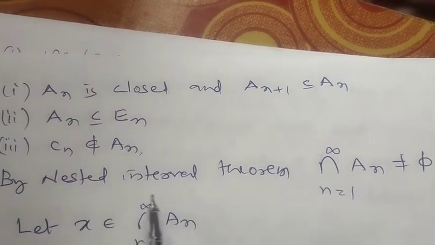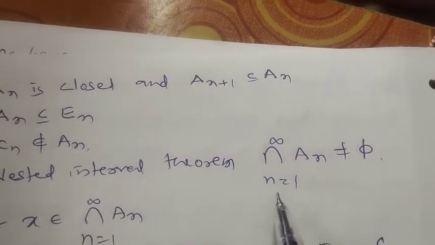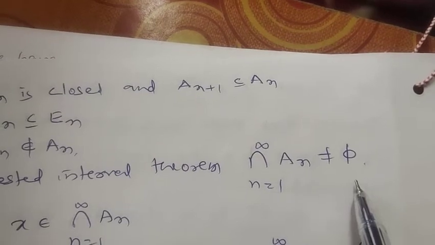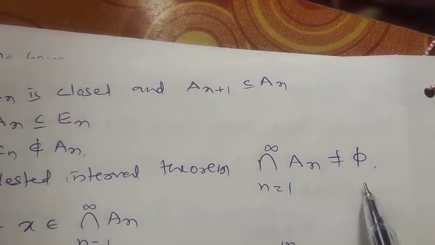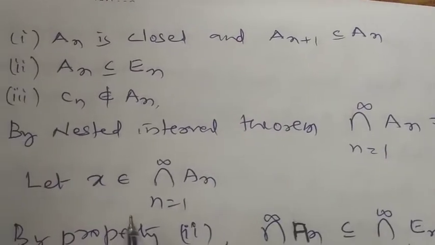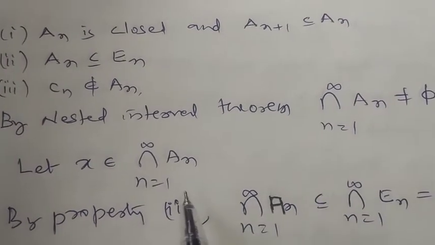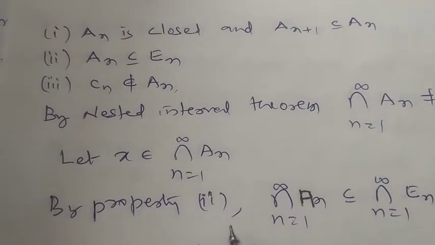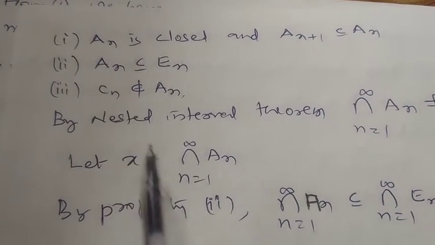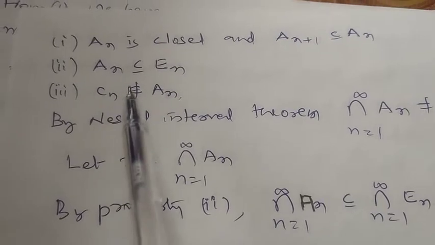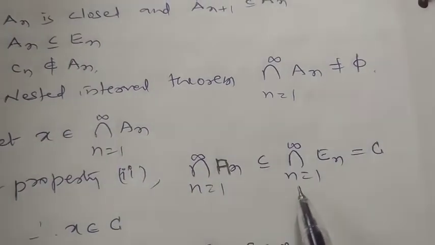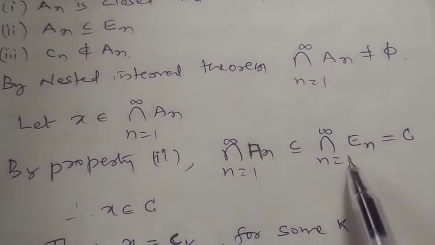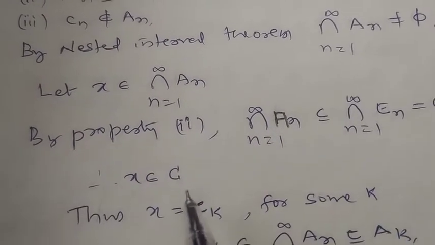By the nested interval theorem, the intersection of An from n equal to 1 to infinity cannot be empty. Let x belong to this intersection. Then by property 2, the intersection of An is contained in the intersection of En, which is C. So x belongs to C.